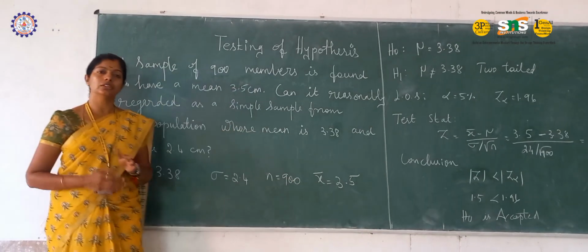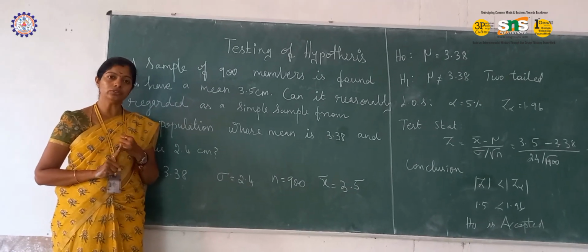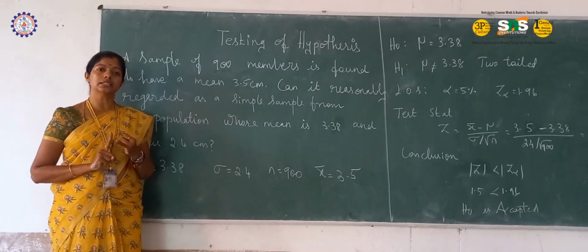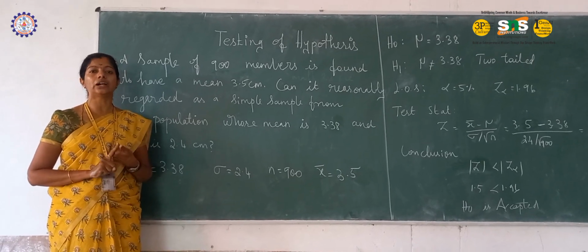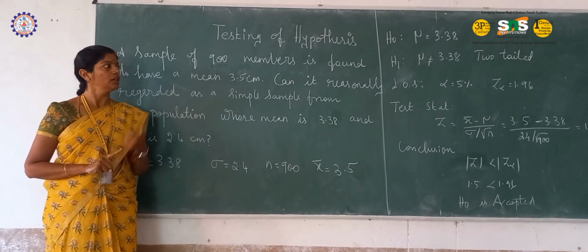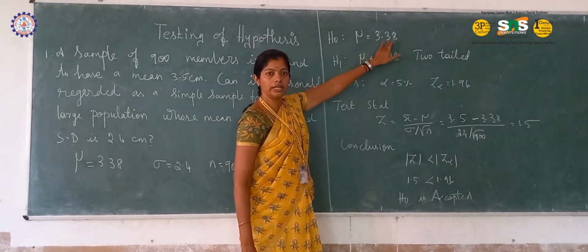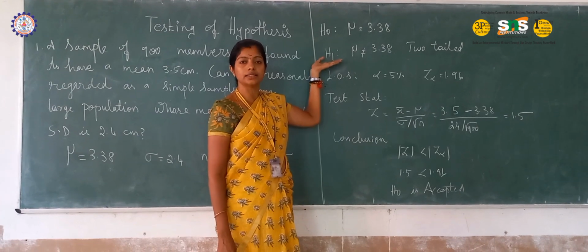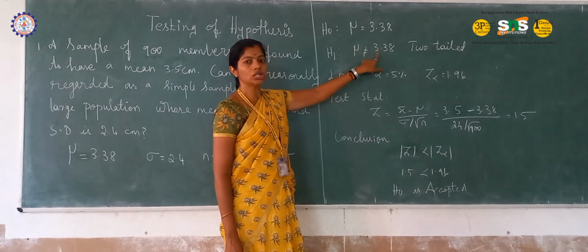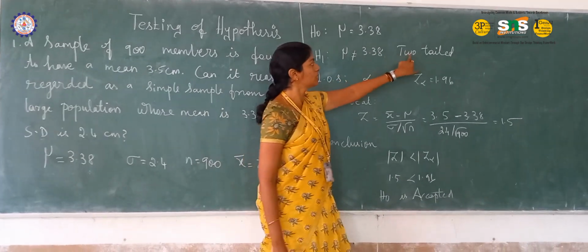After this we have 5 steps to complete this problem. First, we have to fix what is H0, what is H1, what is alpha, and what is the test statistic. Then we have to give the conclusion for this problem. So we are going to assume H0: mu is equal to 3.38. As I said, we have to fix an alternative hypothesis, that is H1: mu is not equal to 3.38. Then this problem comes under two-tailed.